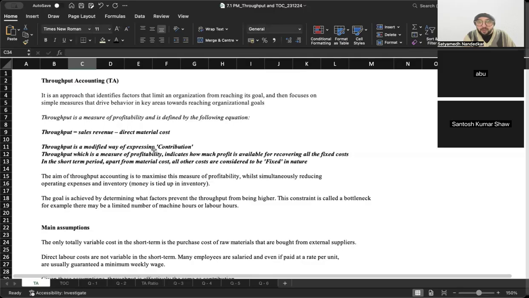Throughput, which is a measure of profitability, indicates how much profit is available for recovering all the fixed costs. In the short term period, apart from material costs, all other costs are considered to be fixed in nature. In a certain sense, this does make sense. If you think of the short run period of time, what happens in the short run? In the short run, it's not so easy to fire workers. Neither is it so easy to hire new people into your system.